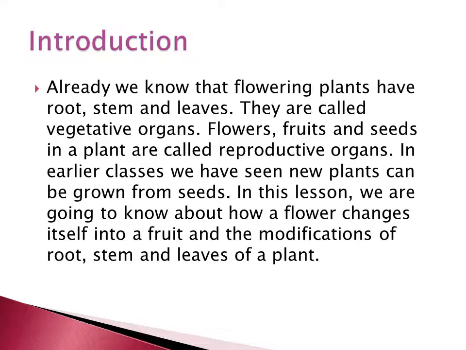Introduction. Already we know that flowering plants have roots, stem and leaves. They are called vegetative organs. Flower, fruits and seed in a plant are called reproductive organs. In earlier classes, we have seen new plants can be grown from seeds. In this lesson, we are going to know about how a flower changes itself into a fruit and the modification of root, stem and leaves of a plant.